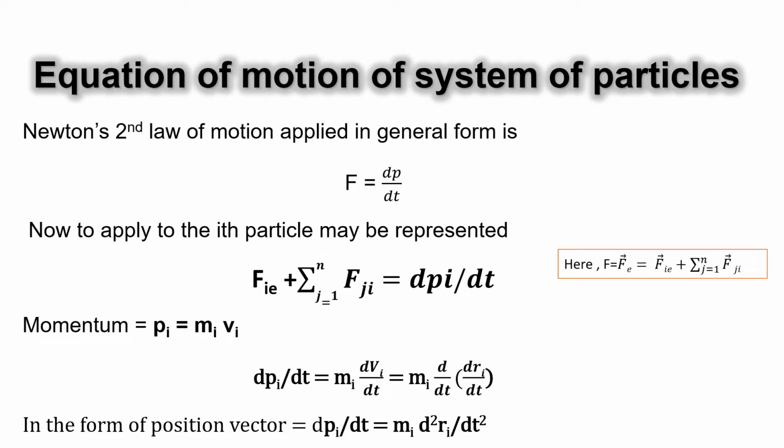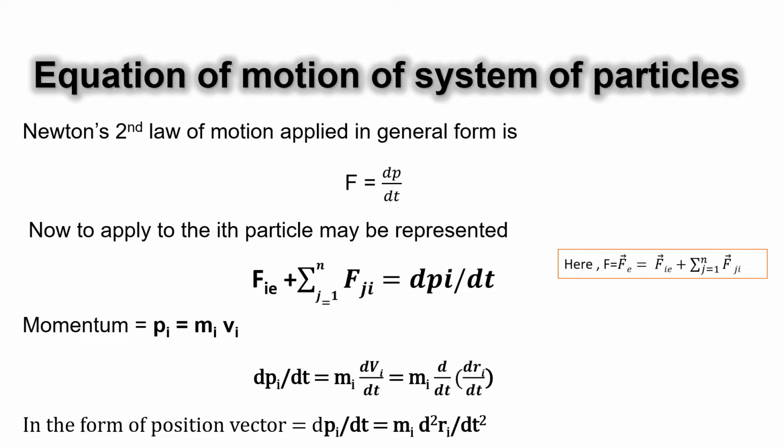Now in the position vector form, we can write dp_i/dt, that is the rate of change of linear momentum, is equal to m_i d²r_i/dt² in the position vector form. On the right hand side you can see that the total force will be equal to the sum of two forces, the external force plus the internal force, with the summation for the ith particle for the whole system.